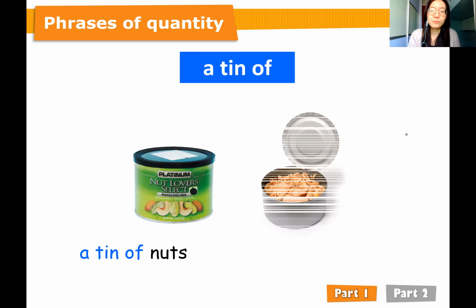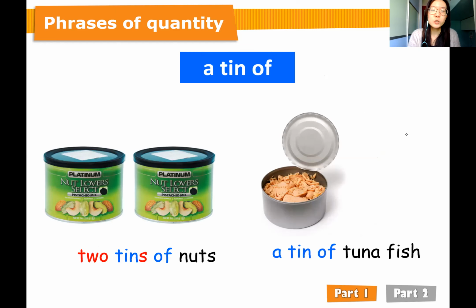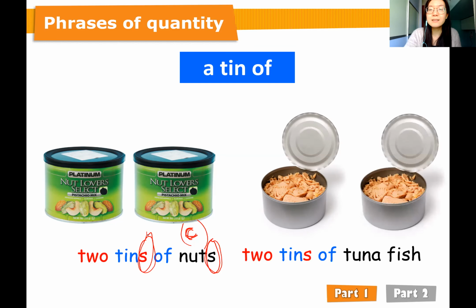How about two? Easy. 2 tins of nuts. We can add s here because it's countable. 雖然佢呢度已經有 s，但係因為佢數得到嘅，所以我都可以 s here. Also s here. A tin. How about two? 2 tins of tuna fish. Tuna fish cannot be s. No s should be added to fish. Fish 上面唔可以加 s 嘅，so we add the s here instead.